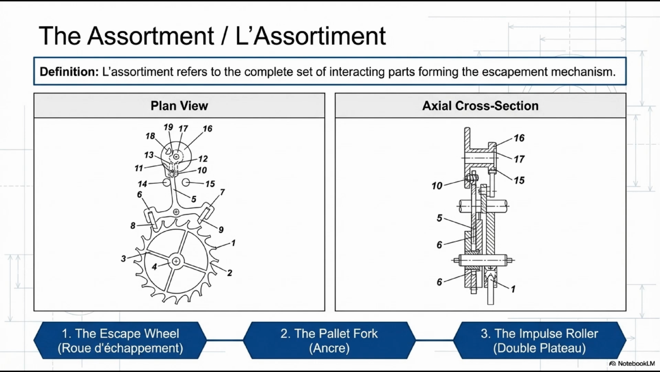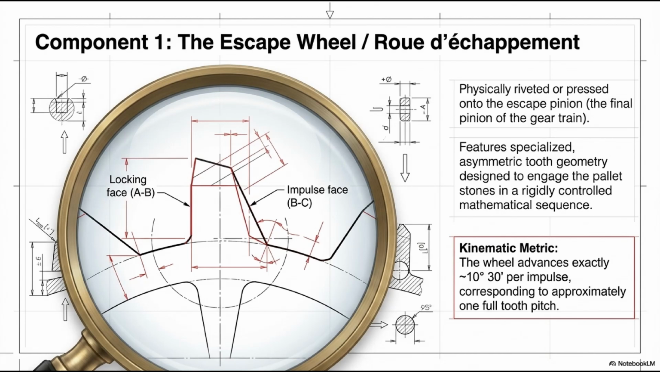On the roller assembly, 4 named elements: the large roller (grand plateau), carrying the impulse pin, the small roller (petit plateau), with the safety notch, the impulse pin (cheville de plateau), the ruby pin engaging the fork, and the safety notch (encoche), the cutout allowing dart passage. 19 components. Study both the plan view and the axial cross-section diagrams until you can identify each one instantly by sight. Component 1, the escape wheel (roue d'échappement).